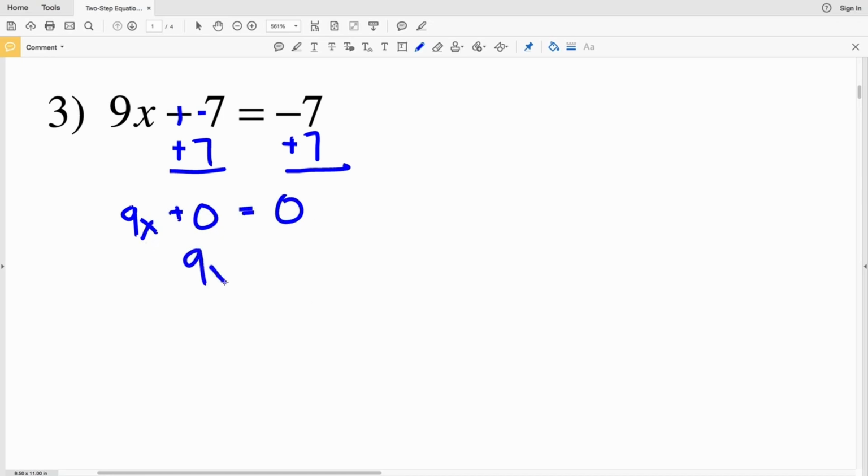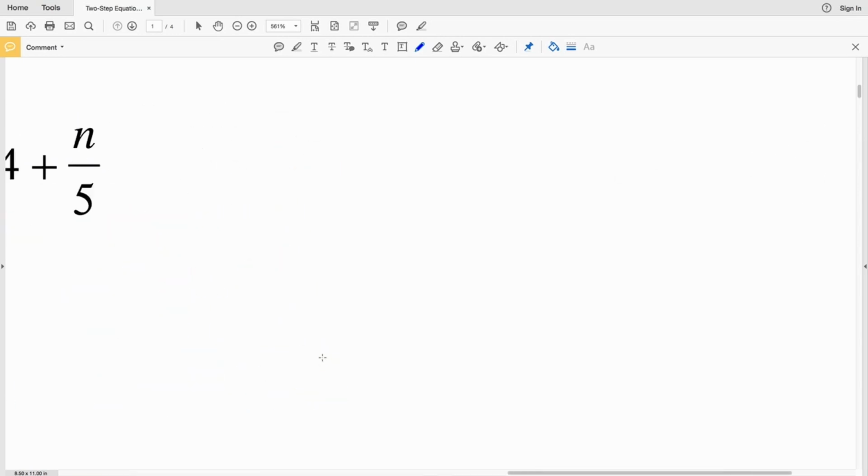9x plus 0 is 9x, and that is equal to 0. Then, just like a one-step equation, we just have to divide by 9 to get x by itself, and we'll have that x is equal to 0.